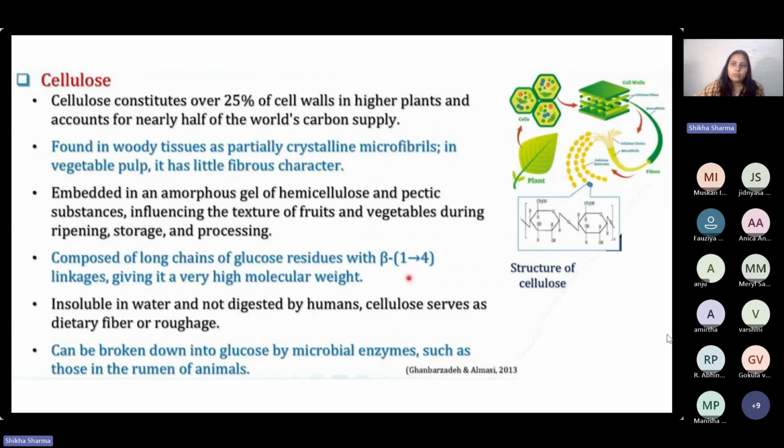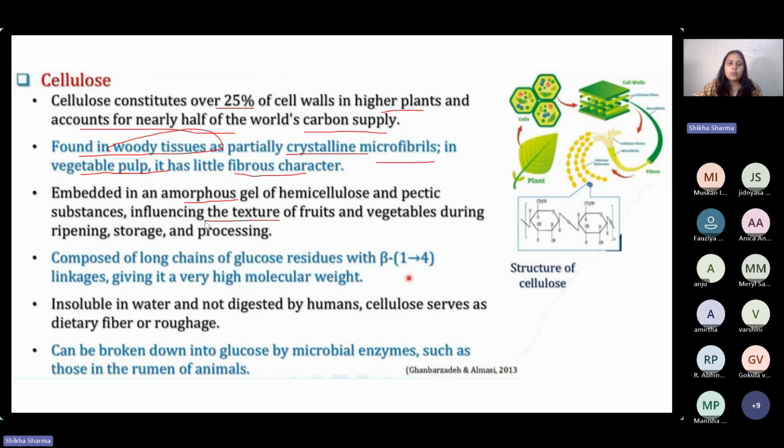If we talk about cellulose, it makes up around 25% of the cell wall in higher plants and accounts for nearly half of the biosphere's carbon supply. It is found in woody tissues as partially crystalline microfibrils. In vegetable pulp, it has little fibrous character. It is also embedded in an amorphous gel of hemicellulose and pectic substances.